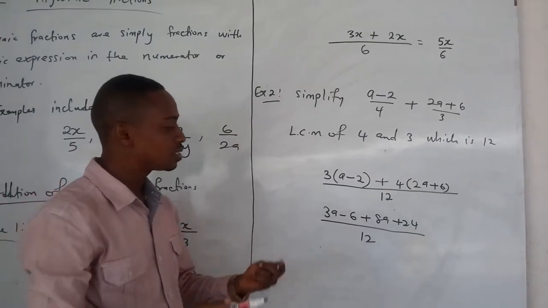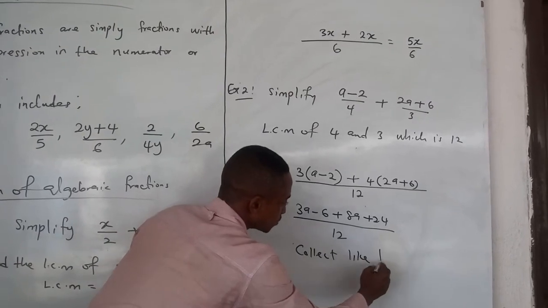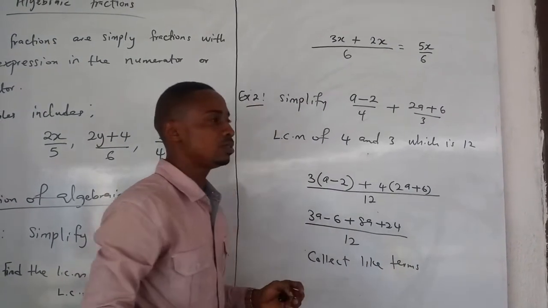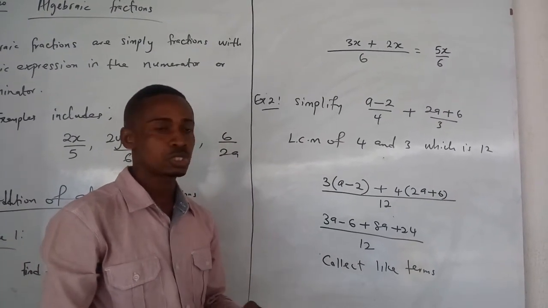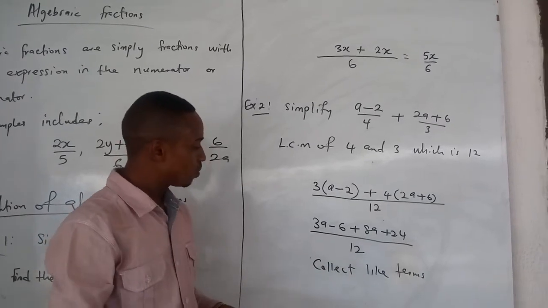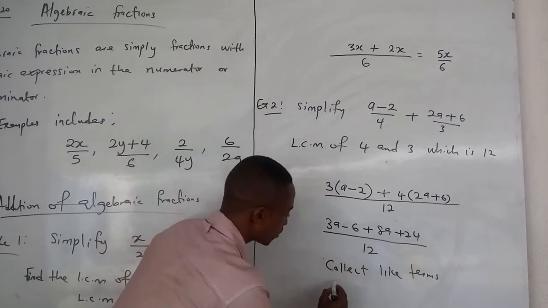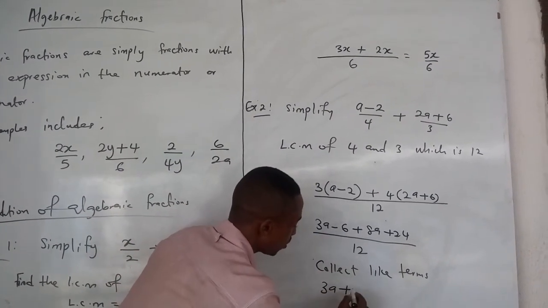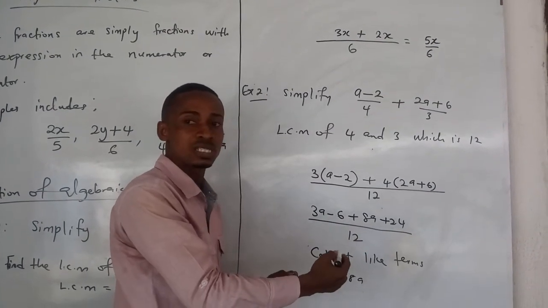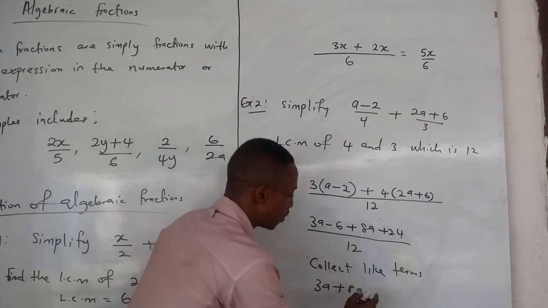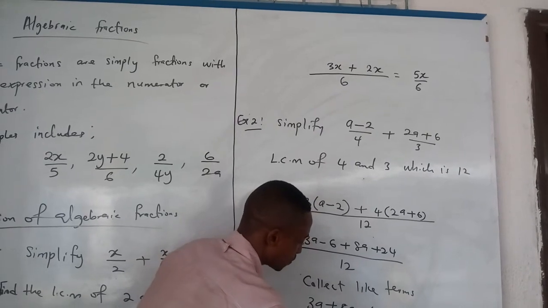The next step here is to collect like terms. What does that mean? You try to bring together a constant that have the same variables. And like we have here, you can see that we have 3a and 8a. Let's bring that together. 3a plus 8a, and also bring together numbers without any variable. We start from minus 6 plus 24 over 12.